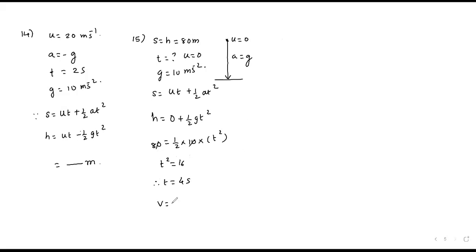Velocity there. V is equal to u plus at. This is equal to 0 plus g into t. How much? g is 10 into 4, which is 40 meter per second. This is the velocity.